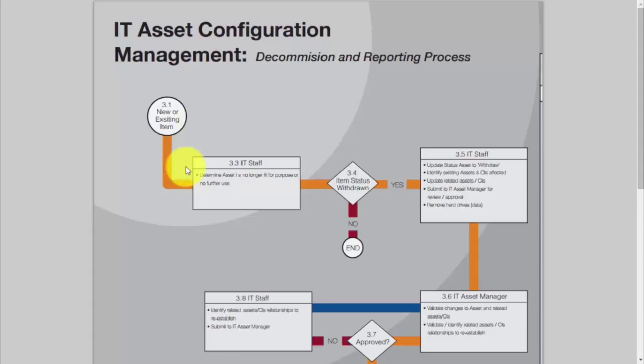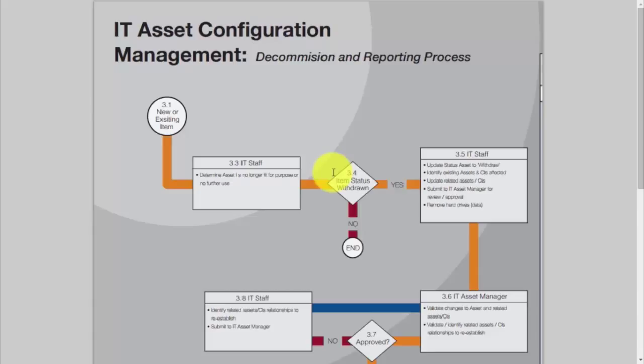At the point that we arrive here, the first determination is actually step 2, not shown, of determining whether the status is active. But if the IT staff determines that a configuration item is no longer fit for its purpose or it has no further use, then the status can be verified. Is the item status withdrawn? If it is not, then we end the process.